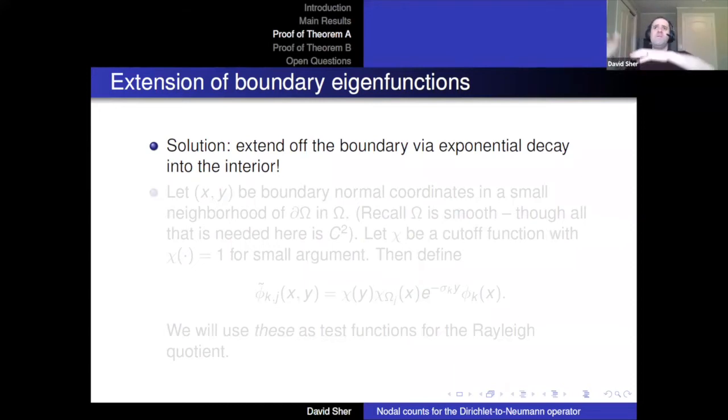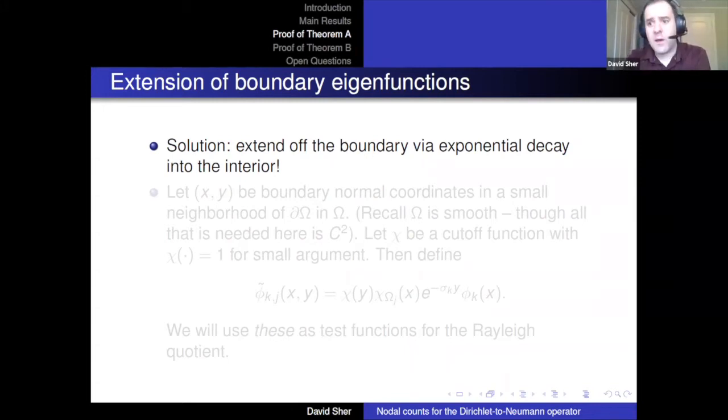But for our purposes, we don't need perfection in terms of what the decay is. We sort of know what Steklov eigenfunctions have to look like. They have to be harmonic, or satisfy delta plus Q minus lambda equals 0. And we're just going to extend by exponential decay into the interior and cut off somewhere. So how do we do this?